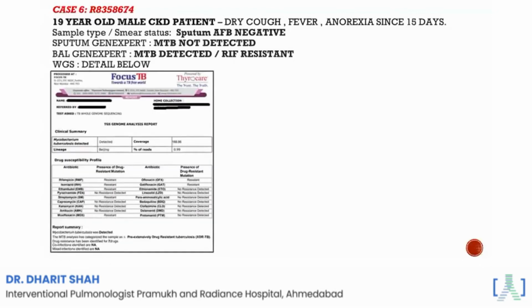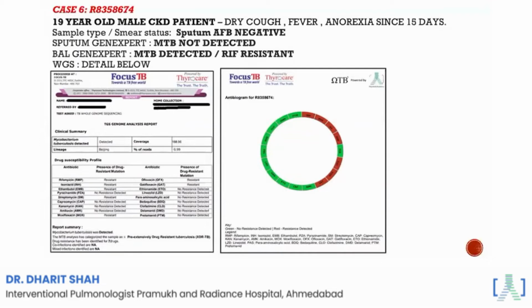So here is the trap: with the WGS, we sent BAL for GeneXpert and BAL for WGS. So here is the report: rifampicin, isoniazid, ethambutol, and streptomycin with ofloxacin, moxifloxacin, and gatifloxacin. Each and every drug of the FQ class which is used in TB treatment is resistant. So only pyrazinamide and the rest of the drugs are sensitive, as mentioned in the circle, where the red part is resistance and the green part is sensitive.